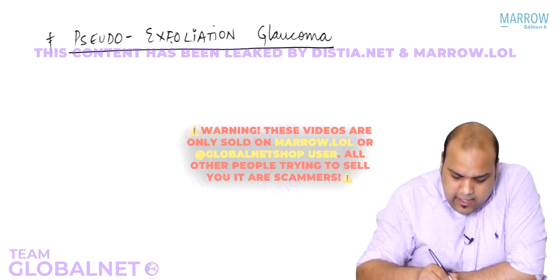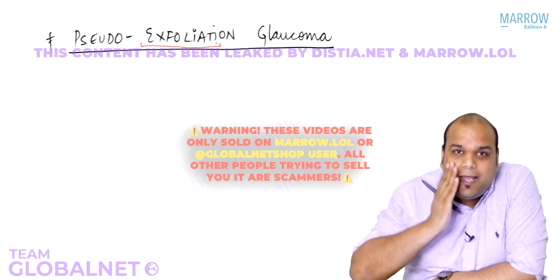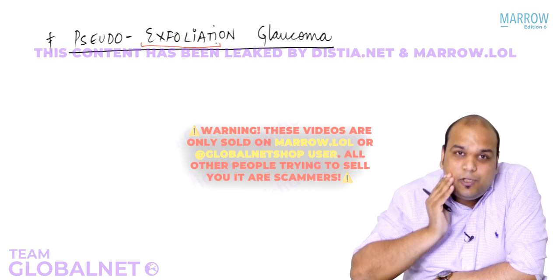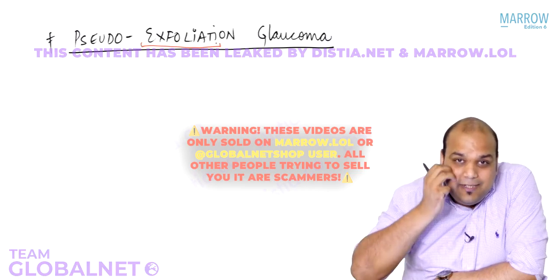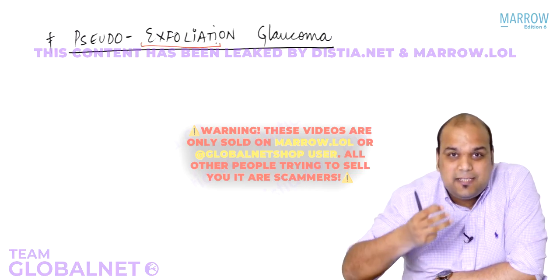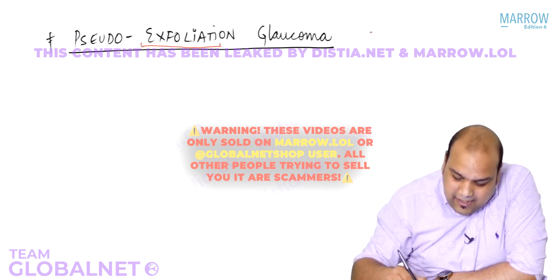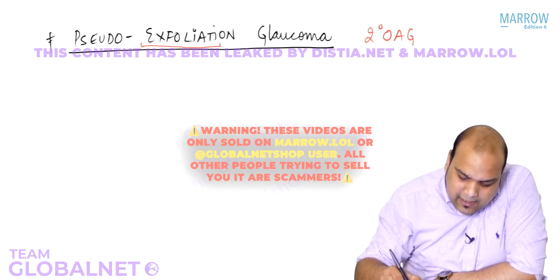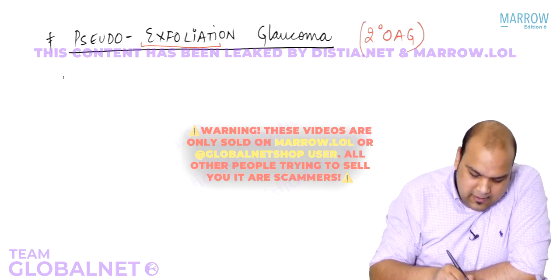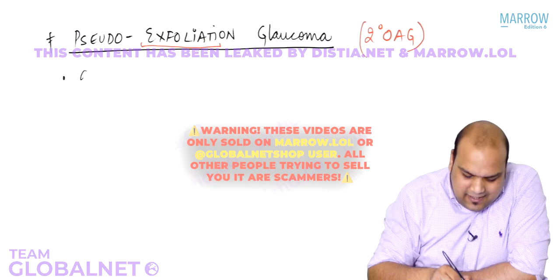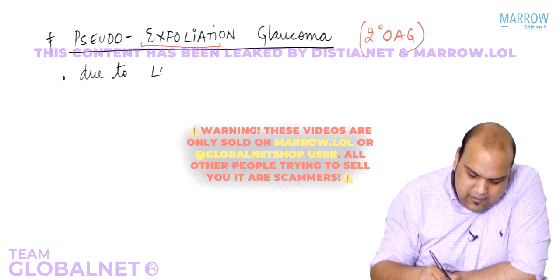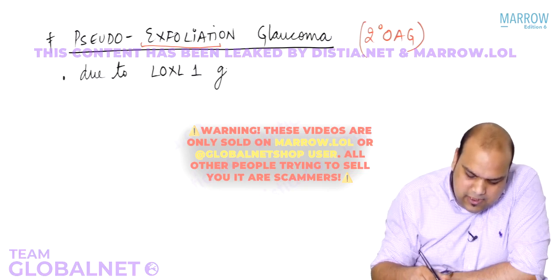Exfoliation. Focus on the word exfoliate. You use exfoliative scrubs to remove the dead cells. So exfoliation is basically formation of some residue, kachra. So kachra will again mean secondary open angle glaucoma. This type of glaucoma, everybody, occurs due to LOXL1 gene mutation.